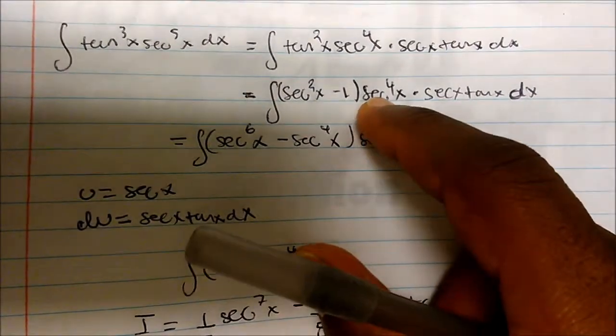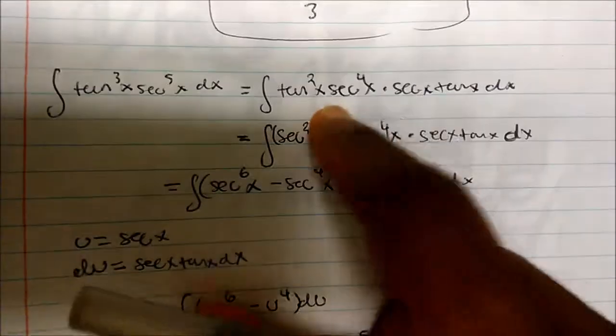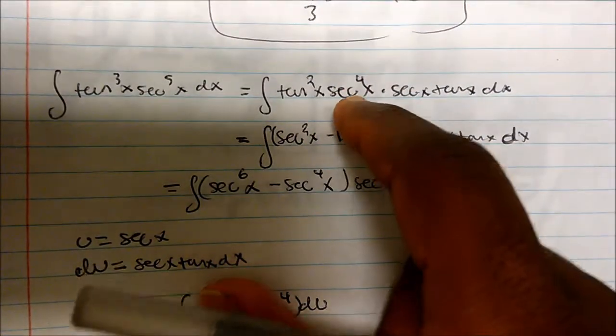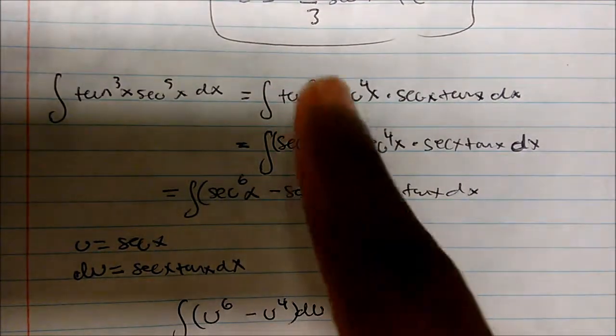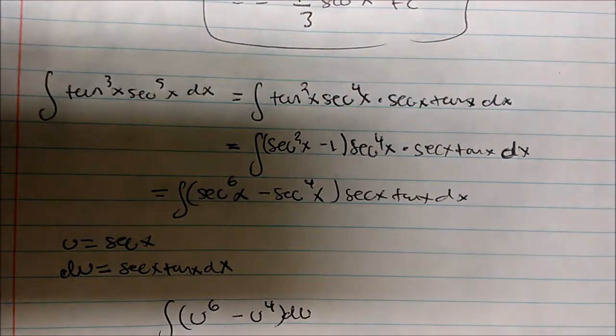Because if we did it from this point, well, that would be wrong. Because again, if we set u to be secant of x, we have its derivative, but we also have this tangent here, which we actually do not need. So that's why we use this identity to get rid of that.